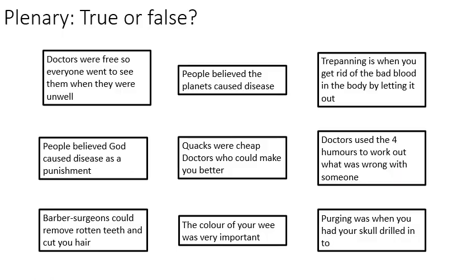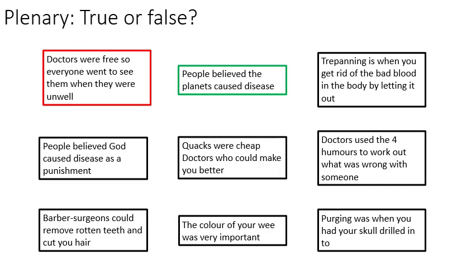Alright, so let's have a go at our true or false, guys. We know how this normally works in class, so if I just read the one out, you can make a guess as to what you think, and then it will go either red or green. So the first one, we've got doctors were free, so everyone went to see them when they were unwell. Okay, and that is definitely false. Doctors were not free, they were expensive. Number 2, people believed that planets caused diseases. And that is correct. People did think that planets were one of the reasons why people became unwell.